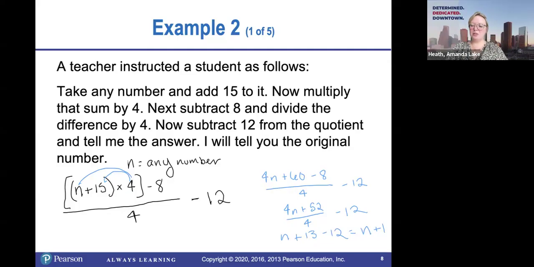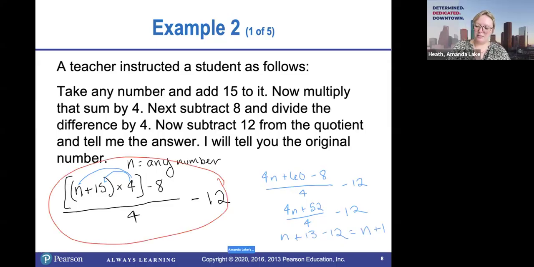So if you tell the teacher the result from all of this work, it's actually just the same as n plus 1. So if you come back and say, my answer to all of those calculations was 150, then the teacher knows that your original number was 149.